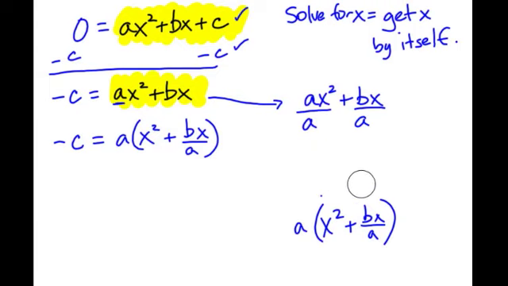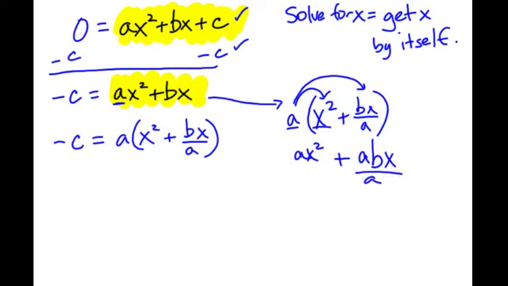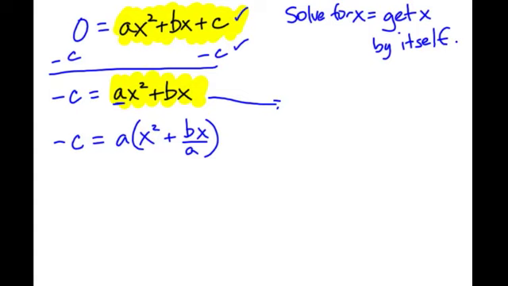The way to double check that we've done that correctly is to take this and distribute. A times x squared would be ax squared plus, we've got bx all over a, and now we've got a over a, so those just cancel, so we got ax squared plus bx, which is what we originally started with. Lets us know that we did that correctly. Good thing about the video, you can rewind it so that that's not erased.